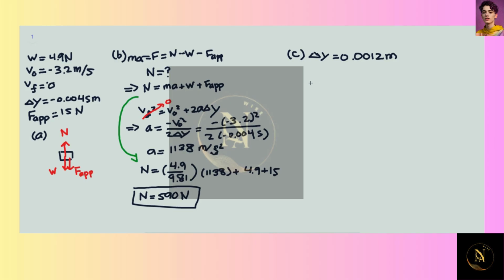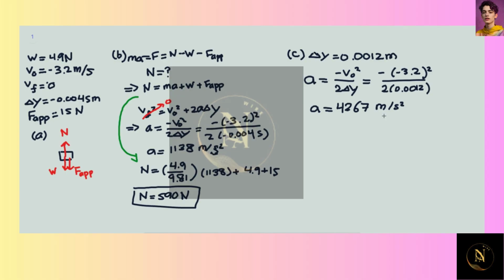So we use the same equation that we just derived. That's the one with the acceleration. 2 delta y. So the velocity is still the same, but the displacement is just different. So plug that in here. So the new acceleration is much higher, 4,000. And we'll see how that affects the normal force.